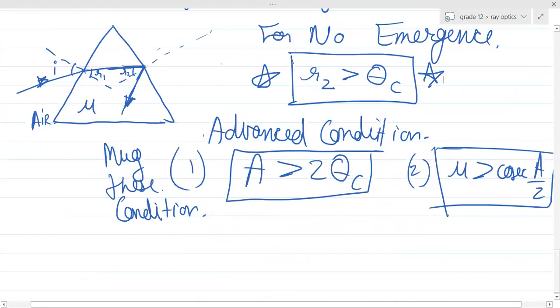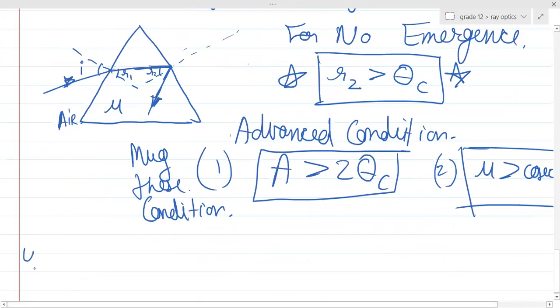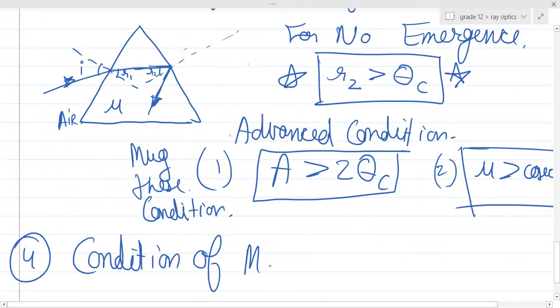So that's why I'm just giving you the conditions. These are the small, important conditions which happen in the case of a prism. I'm not giving you proof for this one. Let it be. Now, the fourth condition is the condition of maximum deviation.